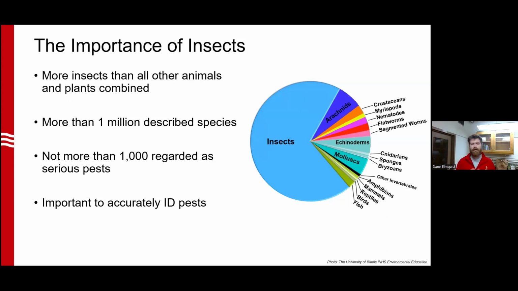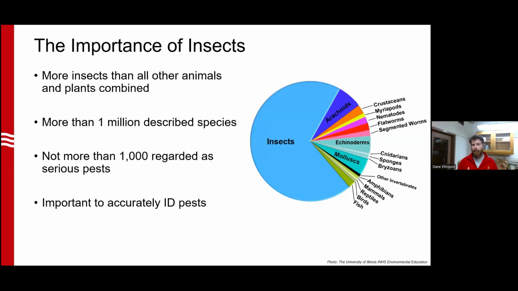All right, so on to the importance of insects. Why do we care about insects? Well, basically, we care about them because they're everywhere and there are a lot of them. So there are over 1.5 million insect species that have been described, possibly as many as about 5.5 million total. So about 80% of them remain to be discovered.